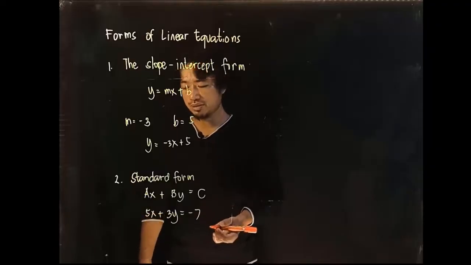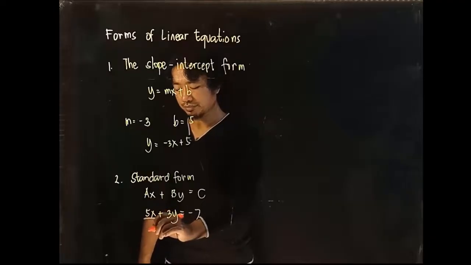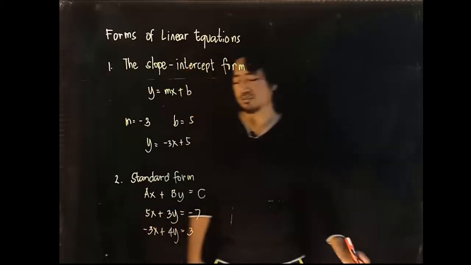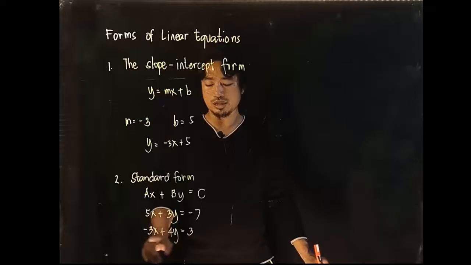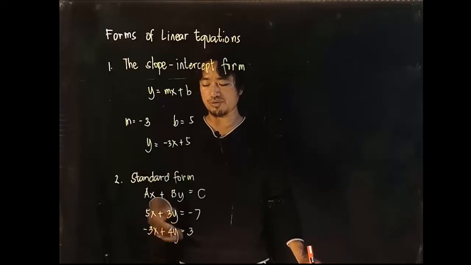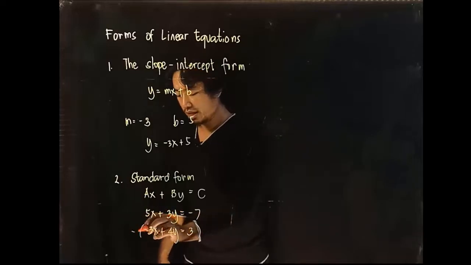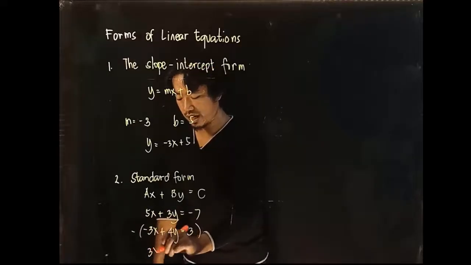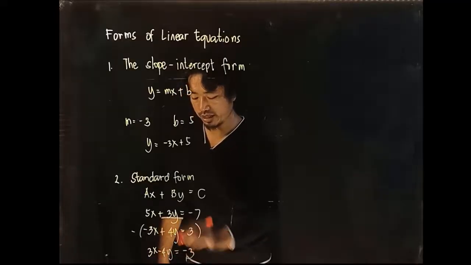A counterexample of a standard form is this one, which is not in standard form since a is a negative number. To convert this into standard form, we're going to multiply both sides by negative 1. Then this will give us 3x minus 4y is equal to negative 3.